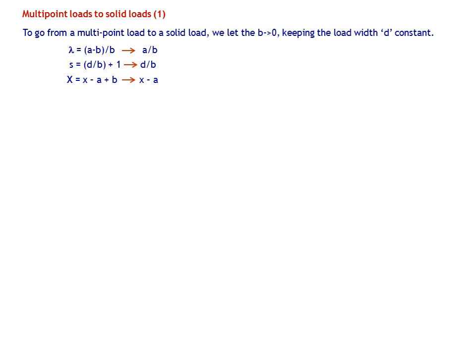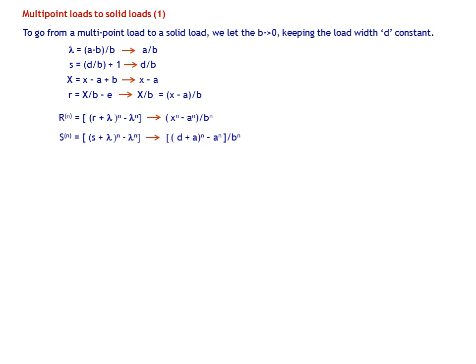Big X, defined to be x minus a plus b, just goes to x minus a, and r, equal to big X over b minus e, goes to big X over b, which is the same as x minus a over b. Similarly, r bracket n goes to x to the n minus a to the n over b to the n, and s bracket n goes to d plus a to the power n minus a to the n all over b to the n.